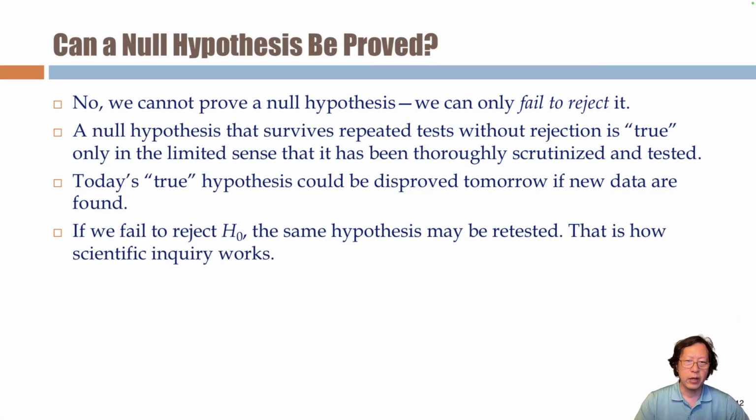So can a null hypothesis be proved? No, we cannot say that. Again, we are trying to collect evidence that the alternative hypothesis is true. But if you fail, then we cannot. We only fail to reject. So again, this is not the same as accept. We are not accepting the null hypothesis. We are just trying to reject the null hypothesis, and maybe you fail. You don't have enough evidence.